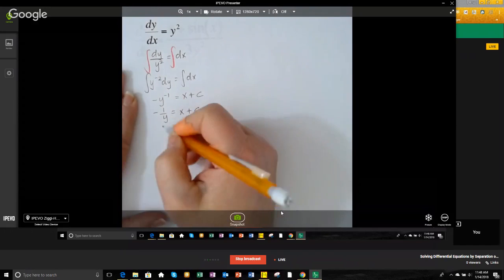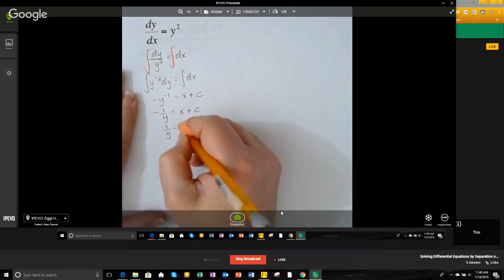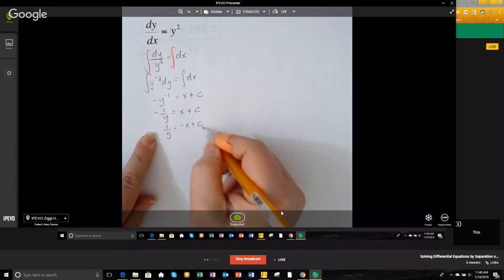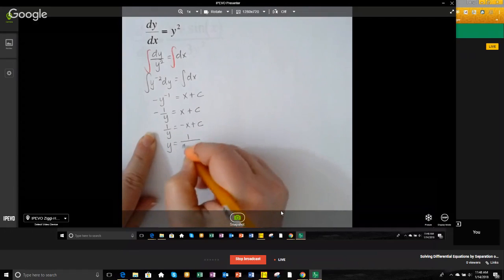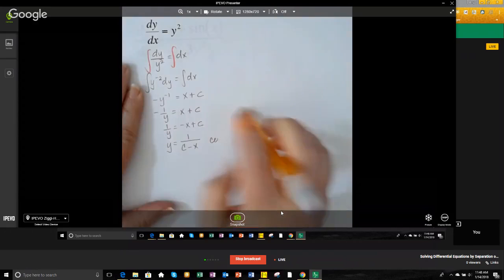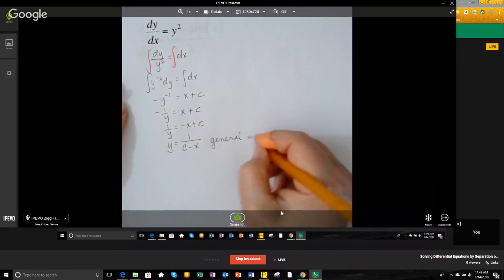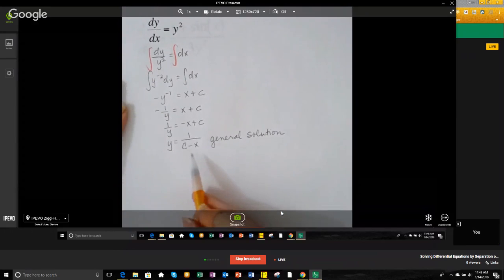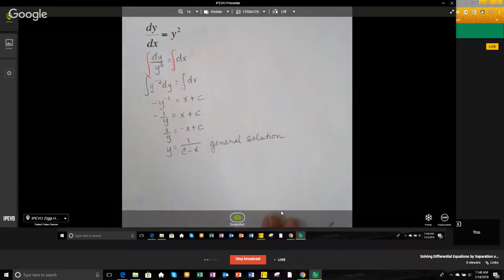I'm multiplying everything by a negative, so we get 1 over y equals negative x plus c. And I'm going to flip this side. If I flip this side, I have to flip the entire side. So this will be y equals 1 over c minus x, and this would be the general solution. And if I wanted to find the particular solution, I would just use an initial condition and solve for what the c, or the cupcake, would be. All right, that was easy enough. Let's try another one.